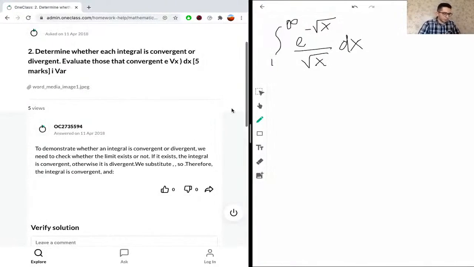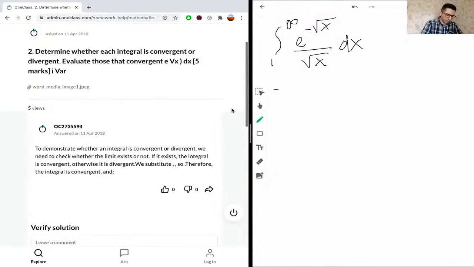So the first step we want to do is figure out how to evaluate the integral. And then to test for convergence or divergence, when we evaluate the integral, if it gives us a constant value, it will be convergent. And if it gives us an infinite value, so negative infinity or positive infinity, we know that the integral is divergent. So those are the two cases.